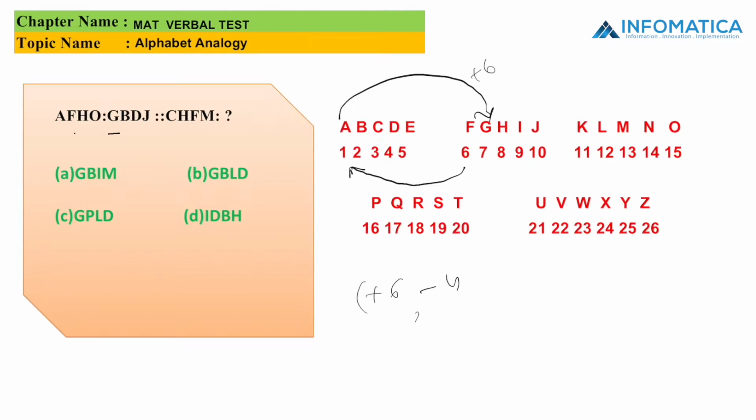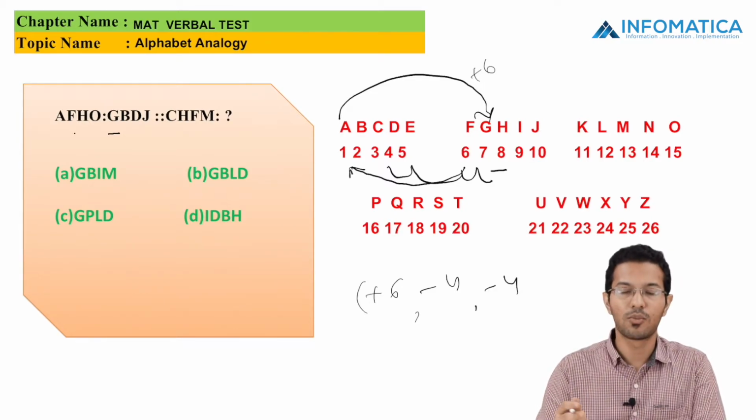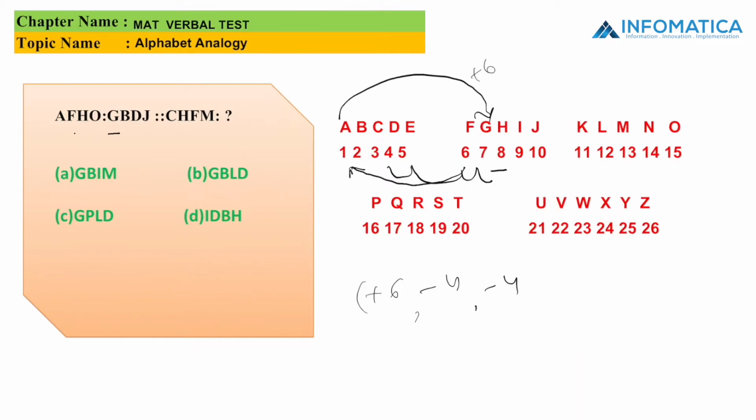Or I am going 4 steps behind. H is related to D. H is at number 8 and I am going 1, 2, 3 and 4 minus 4 steps behind. And O is related to J. So let's see the pattern, students.